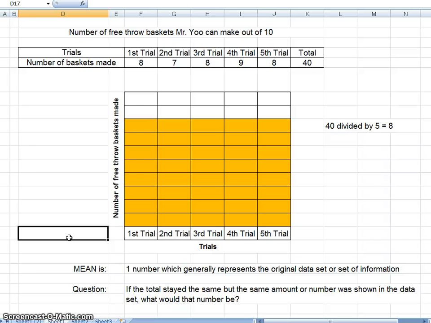The point I was trying to make here is that the mean number of a data set can help us make some sort of conclusion about a situation in which we're using data sets. And it helps us understand data.